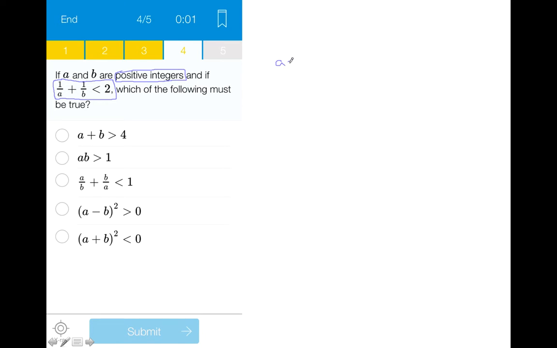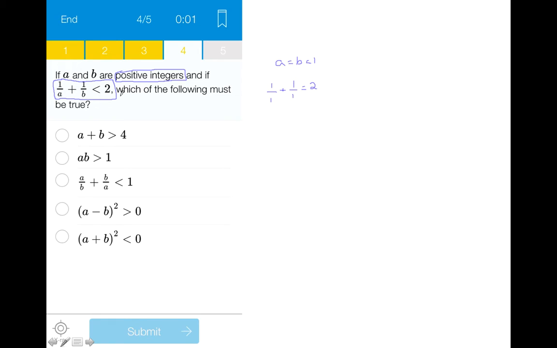Before we move into the answer choices, I just want to bring up the point that if A is equal to B, and this is equal to 1, we would plug these values into the inequality. So 1 over 1 plus 1 over 1 would actually equal 2, and it wouldn't satisfy the inequality. Therefore, at least A or B must be greater than 1 in order to satisfy the inequality. And we'll use this information moving forward.